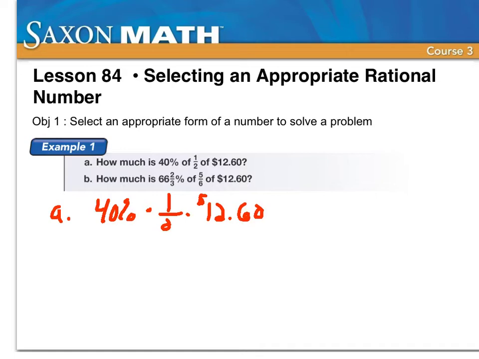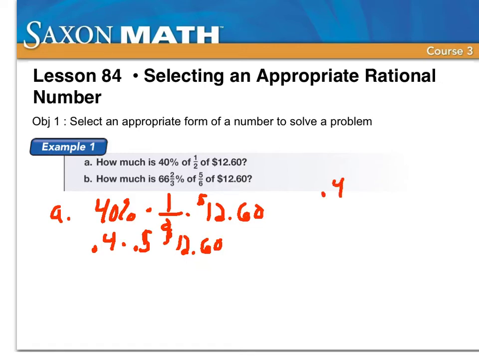So we want to know, is it going to be easiest to convert these to fractions or to decimals and multiply them all together? Well, this one wouldn't be too bad to use as decimals all around, because I know this decimal really easily. It's 0.4. This one is 0.5, and this one's already a decimal. So since these are decimals that stop and are easy to figure out, we're going to go ahead and use the decimal form on these. So we're going to do 0.4 times 0.5 times $12.60. And we're just going to multiply them all together.